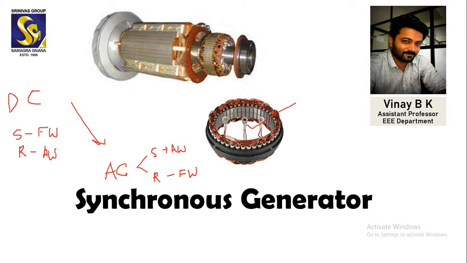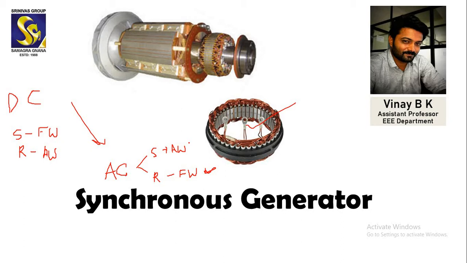This synchronous generator works on the principle of electromagnetism, which means that when a conductor experiences a changing magnetic field, an EMF is induced in it. Here the field winding, that is the rotor, produces a magnetic field, whereas the stationary winding, the armature winding in a synchronous generator, induces an EMF.